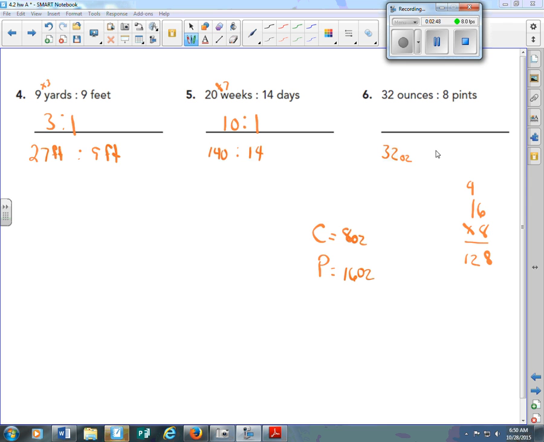You get 128. So that's 32 to 128, which reduces down. I would probably divide both by 32. 32 goes into 32 once, and 32 goes into 128 4 times. The reason why I know that 32 goes into 128 is because 16 right here was one of the factors of making 128, and 16 times 2 is 32, so it works out nicely.